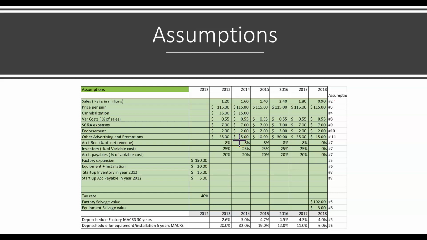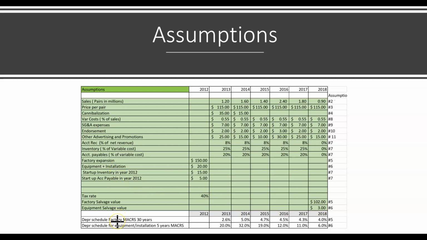The other piece of information that the case study has provided is that this project is going to last about 6 years, which means that in 2018, this project will be, quote unquote, completed, finished, and put away. So they're estimating that the 150 million they're investing up front in all the factory expansion, in year 2018 they can sell it in the used market for 102. And for the equipment installation that they're spending 20 on, they can sell it for about 3.